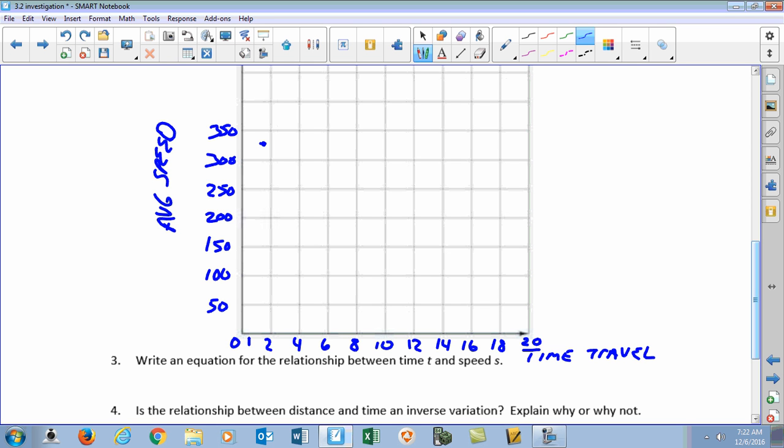Then our next one was at 10.50, right there. And then 14.35.7. It's a little down, so again, the best you can do is estimate there.